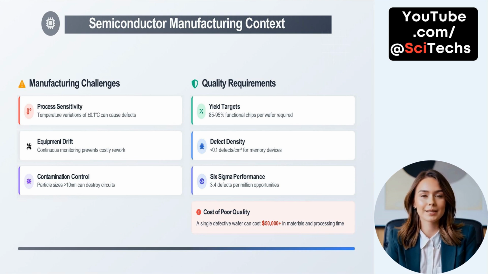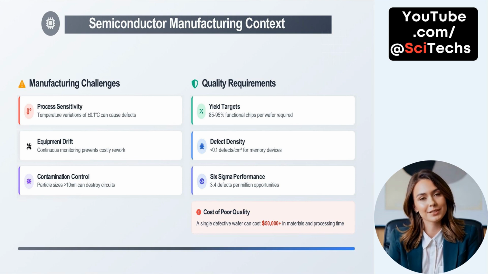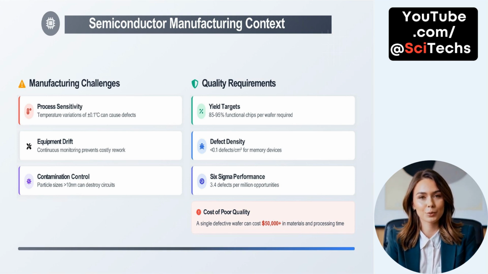On the quality side, manufacturers aim for yield targets of 85% to 95%, meaning nearly all chips on a wafer must function correctly. Defect density must be below 0.1 defects per square centimeter for memory devices. Achieving Six Sigma performance, just 3.4 defects per million, is the benchmark for operational excellence. Failing to meet these standards results in the cost of poor quality, where a single defective wafer can exceed $50,000 in wasted materials and processing time.